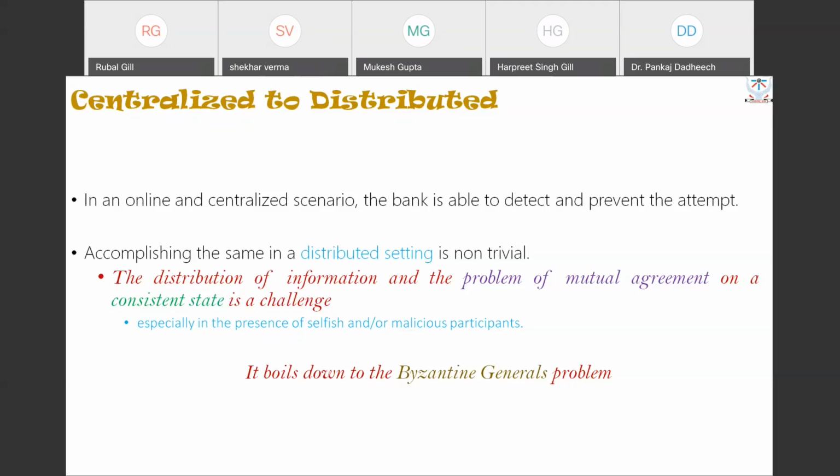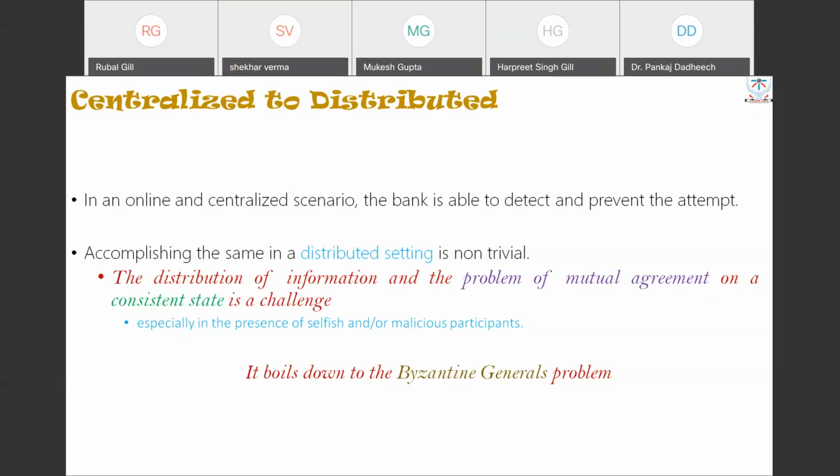Everybody has to agree and has to reach a mutual agreement, and everybody should have the same state of the database. So if I have 100 in a distributed manner, everybody should know that there are 100. How much it has transferred, how much it has kept, how much he has, without knowing who he is.